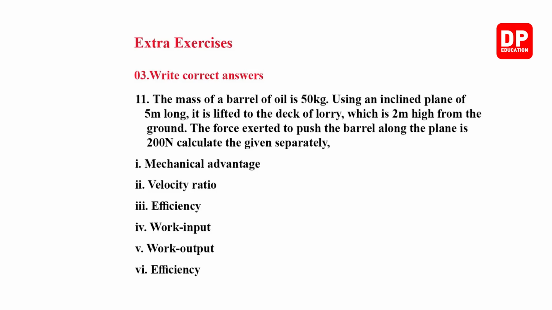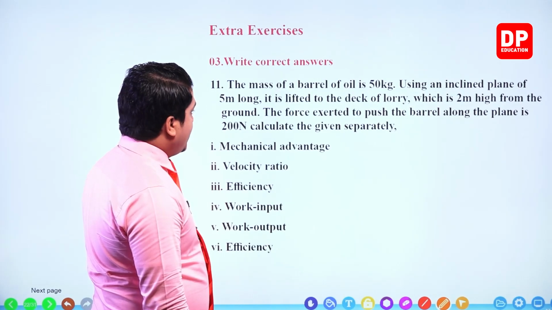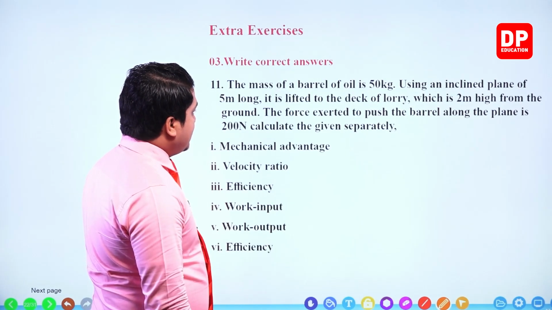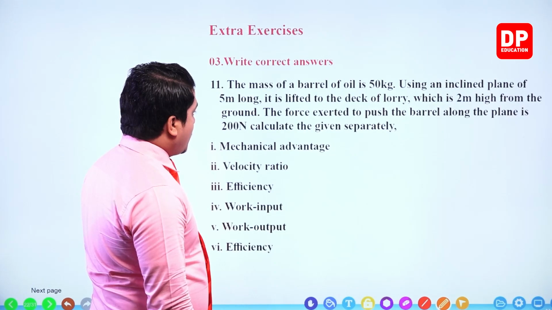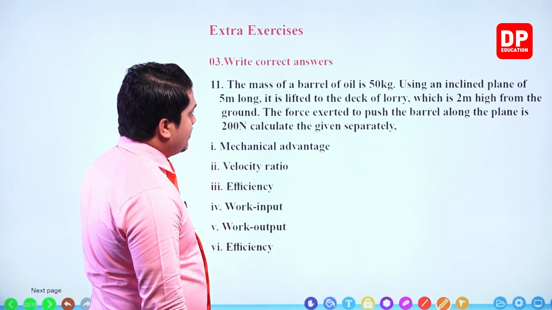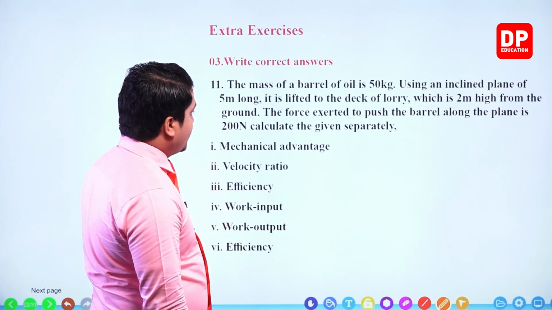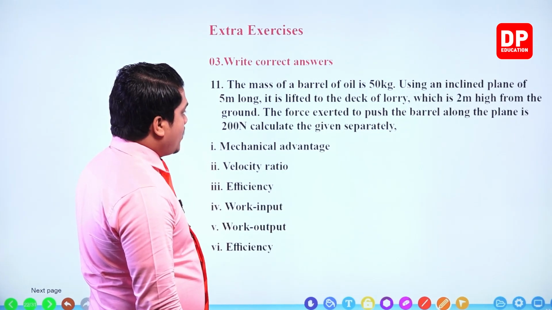Mass of an oil barrel is 50 kilograms. Using an inclined plane of 5 meters long, it is lifted to the deck of a lorry which is 2 meters in height from the ground. The force exerted to push the barrel along the plane is 200 Newton. Calculate the given separately. Mechanical advantage.